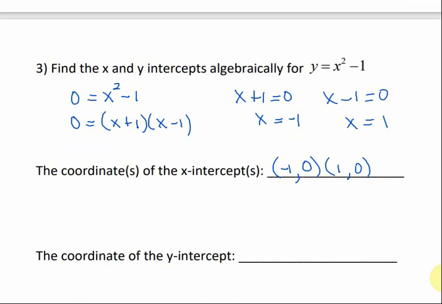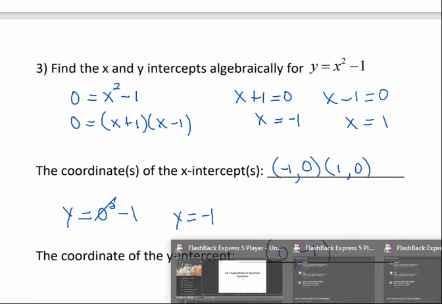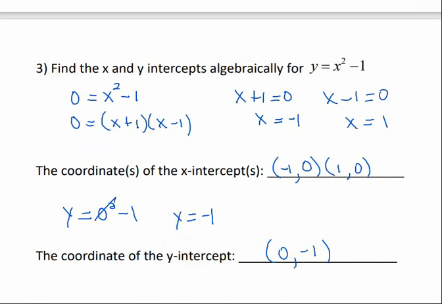Then for my y-intercept, y equals 0 squared minus 1. Well, that goes away, and I get y equals negative 1. So my y-intercept is 0, negative 1. And that's how we find the intercepts for our quadratic equations algebraically.